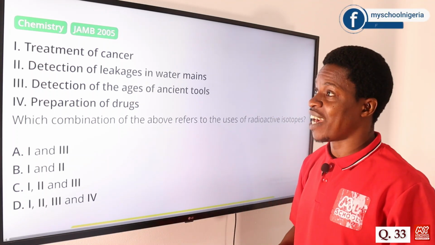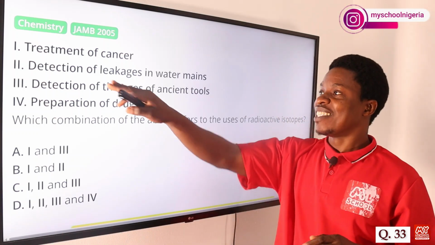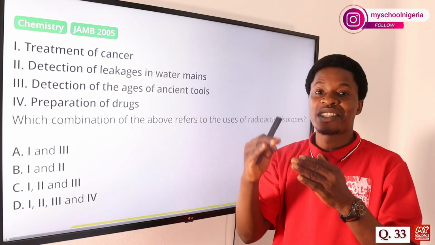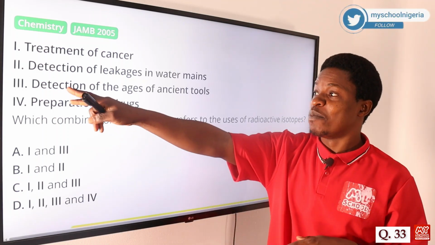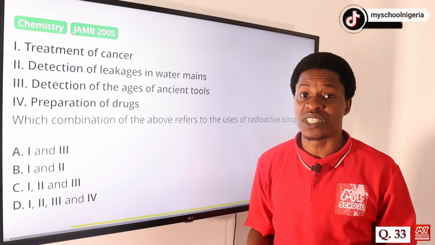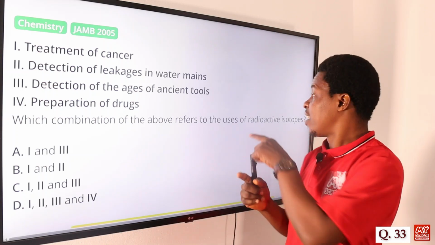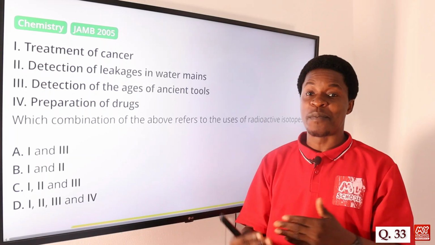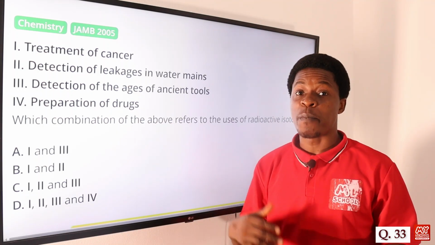Radioactive isotopes, don't forget, can be used in treatment of cancer. They can be used in detection of leakages in water mains. Yes, that is what they can do as well. Then they can also be used in detecting the ages, how old the ancient tools are. Yes, radioactive isotopes can also help us in time. And the last one, preparation of drugs. Yeah, we use them in preparing drugs.